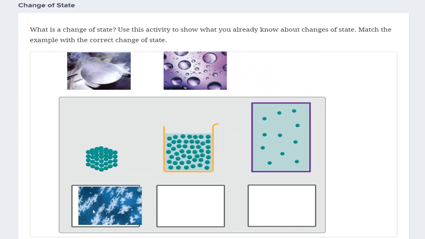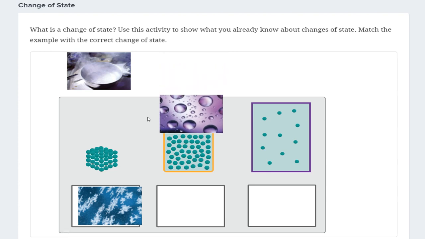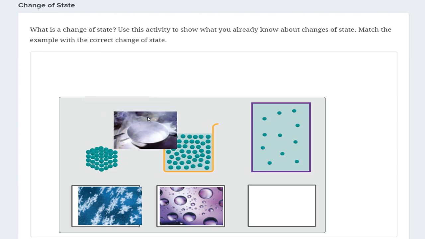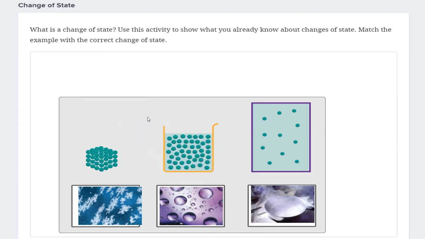You should have said the snow. That is a solid. Which one would be the second one? What would go with these molecules? Which picture? Very good. That is your liquid. So just by common sense, we know the third one would be your gas molecule. So you have your solid, you have your liquid, and you have your gas.